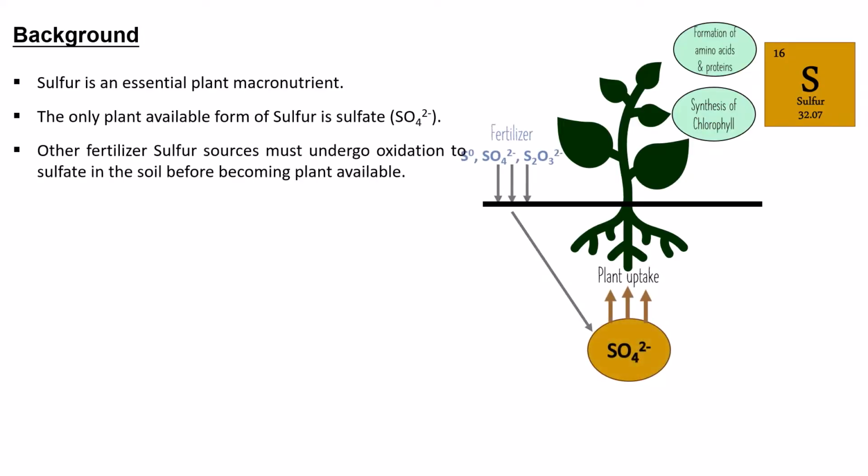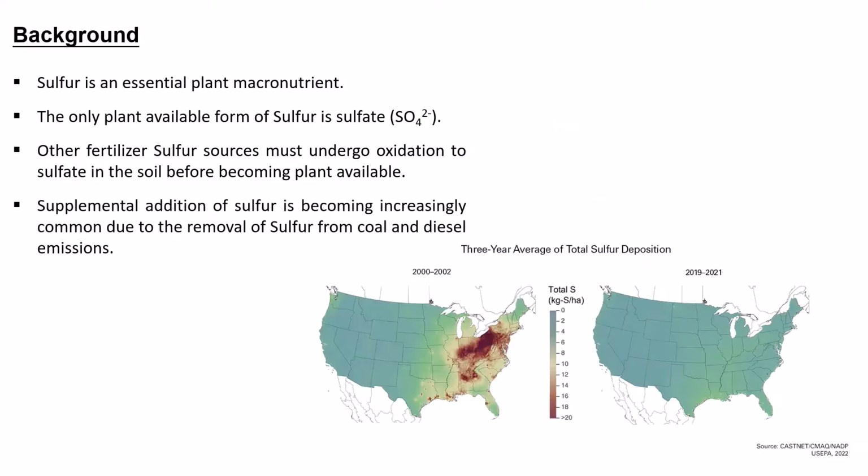However, various types of sulfur can be applied as a fertilizer, such as sulfate-sulfur and elemental sulfur. Other fertilizer sulfur sources must undergo oxidation to sulfate in the soil before becoming plant available. Supplemental addition of sulfur is becoming increasingly common due to the removal of sulfur from coal and diesel emissions.